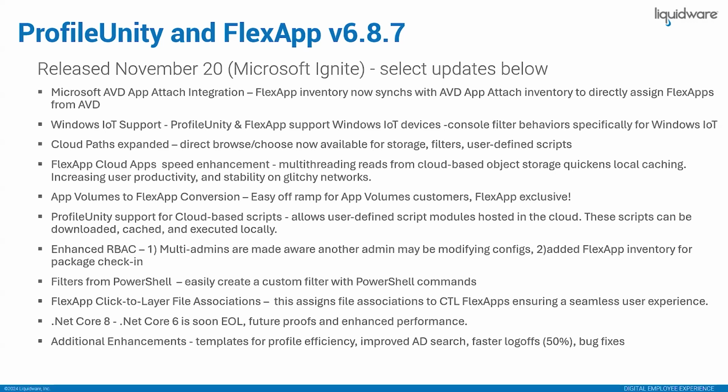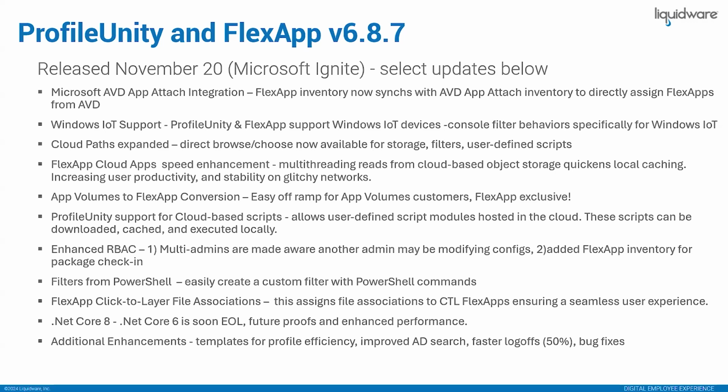FlexApp click-to-layer file associations are in there. That specifically takes our file association capabilities and extends that to click-to-layer. And the reason why that's important is because click-to-layer apps are not in the environment at boot time. So this has to happen during the user session. So now when you launch a click-to-layer app, it will look at the file associations and assign those accordingly during the user session. Here's an important one: .NET Core 8.